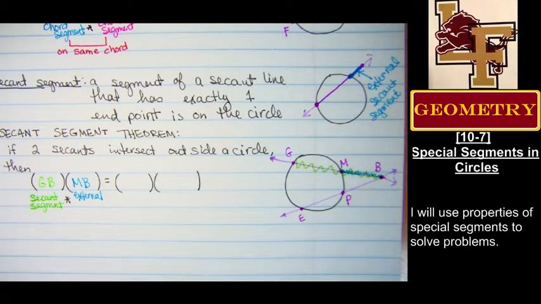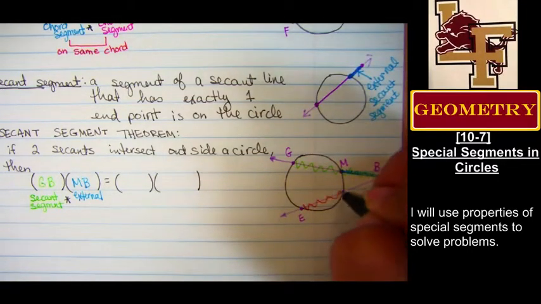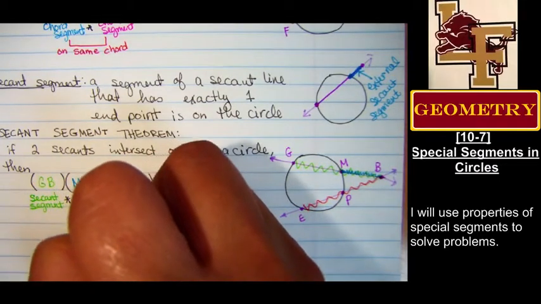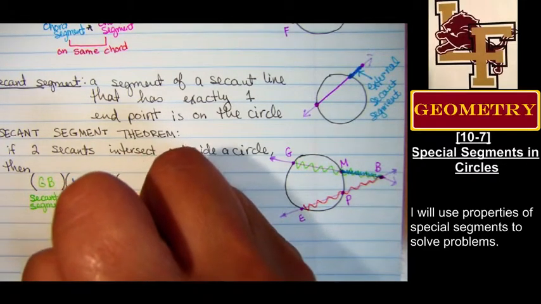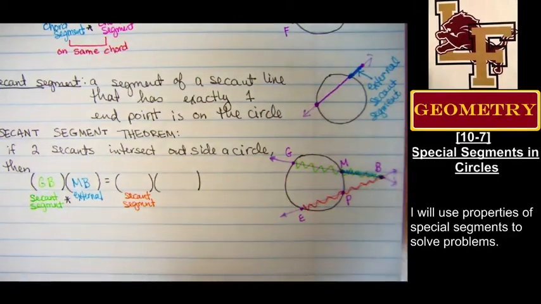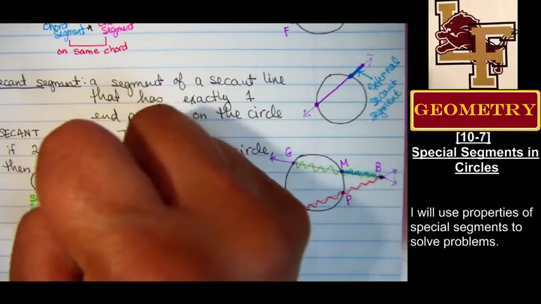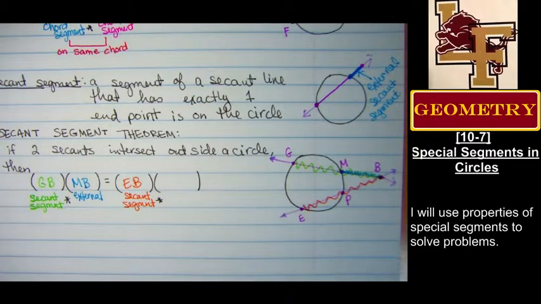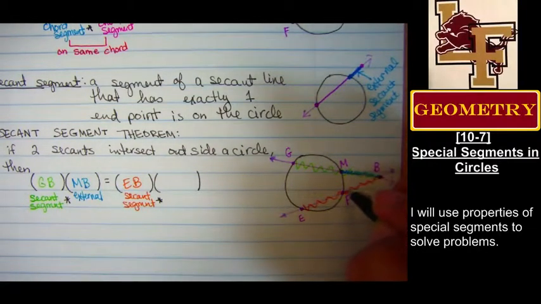And that's going to equal the same setup, but on the other segment. Okay? So here, again, the entire secant segment multiplied by just the little piece that's sitting outside of it.